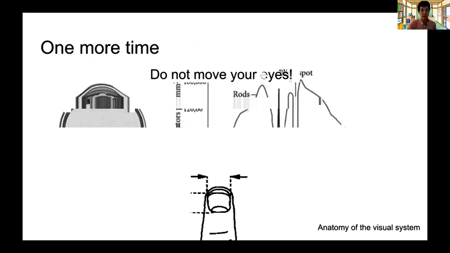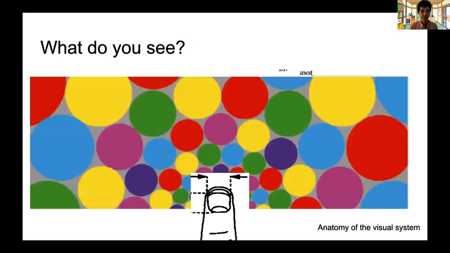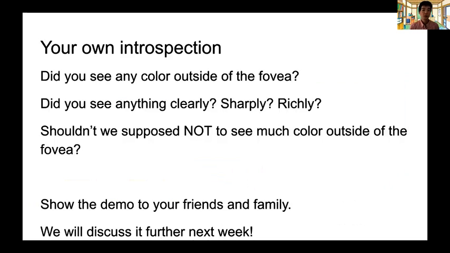One more time, I want you to do it again. Align the finger to the display, and then look at this figure. Can you now see the color of the red and the purple and the green and the blue in the periphery without moving your eyes? And also closer to the fovea. So this time, what do you feel?